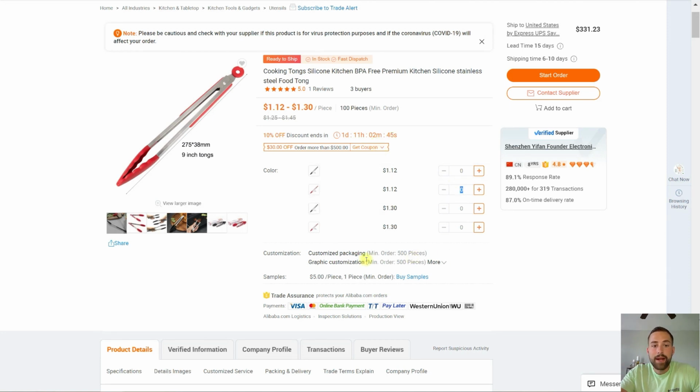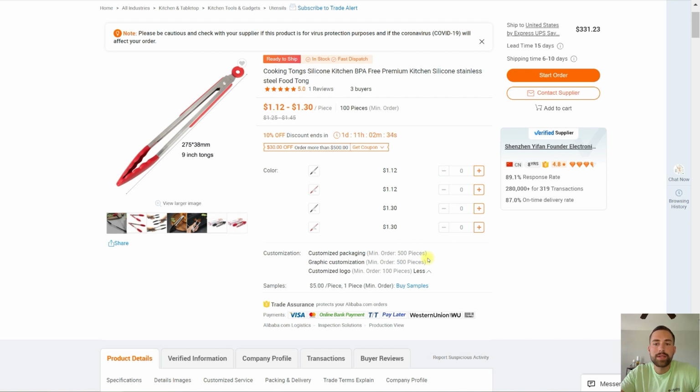And the other thing to keep an eye out for is this customization. If you want to put your brand on that product and you don't want to do it yourself, you typically have to meet a minimum order in order to get that logo, graphic customization, or customized packaging. And here, you can see what the minimum order is. For customized packaging and graphic customization, you need to order more than 500 pieces, 500 units. If you want a custom logo, you just need over 100. So with those 660 units, we're going to be able to do all of this.